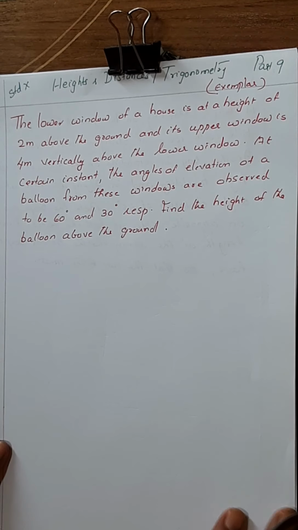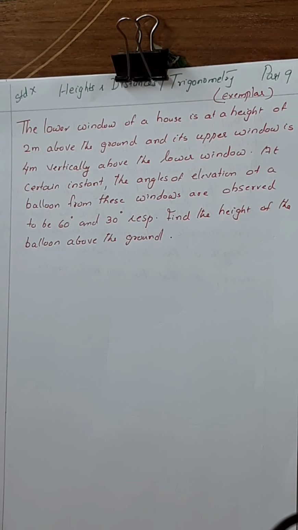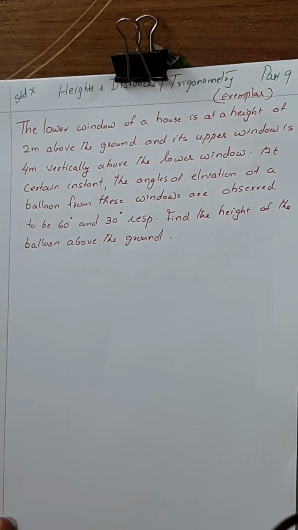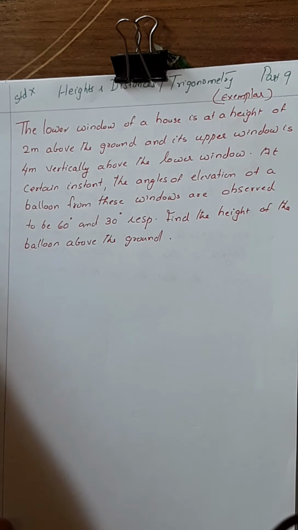So here the question is, the lower window of a house is at a height of 2 meters above the ground and its upper window is 4 meters vertically above the lower window. At a certain instant, the angles of elevation of a balloon from these windows are observed to be 60 degrees and 30 degrees respectively. Find the height of the balloon above the ground.